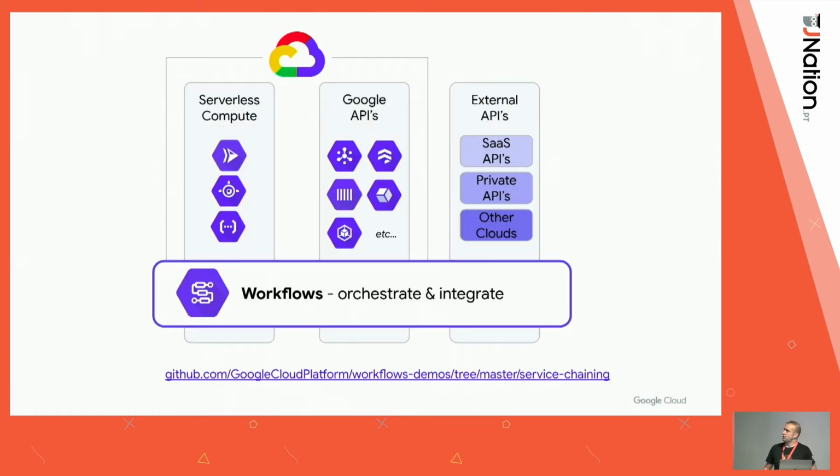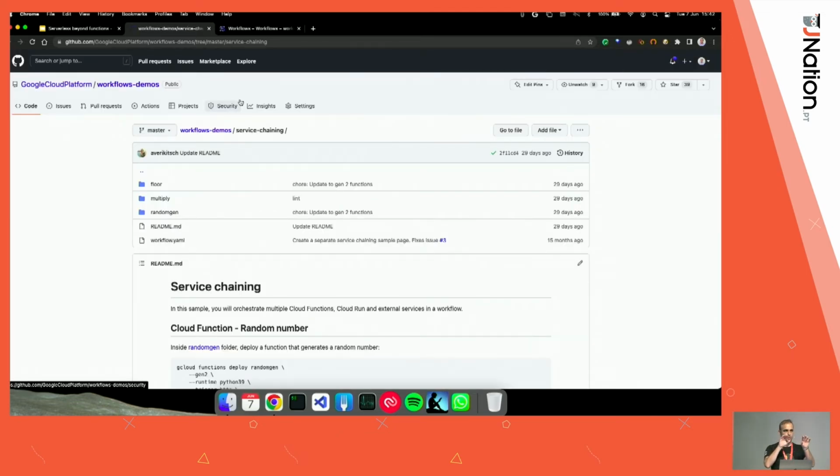And when we look at Workflows, it allows you to orchestrate and integrate services. So if your code is running on Cloud Run or functions, you can put that into your orchestration. If you have Google APIs that you want to call, you can put that into your orchestration. And you can even include external APIs. So it allows you to bring all of those together into an orchestration that you can define. And actually, let me show you an example of this. Let's say I want to chain some services together. So I have service A, service B, service C, service D running in different places, and I want to bring them into an orchestration. How do you do that?